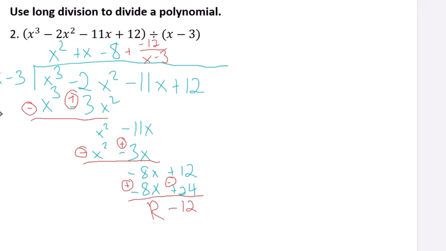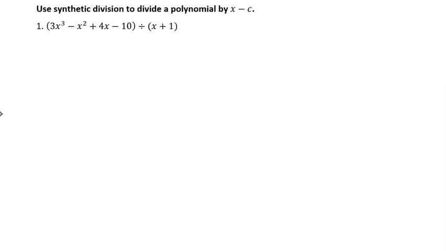All right, let's look at our next example. This one is about synthetic division. This is a faster way to use division, but it only works when our divisor is x minus c. So if it's x plus 1, you can see that as x minus a negative 1. So it kind of looks like that. So c is negative 1 in this case.